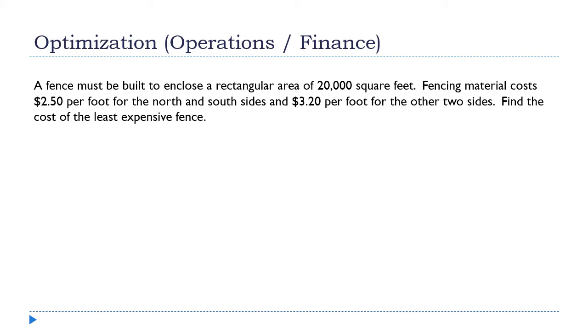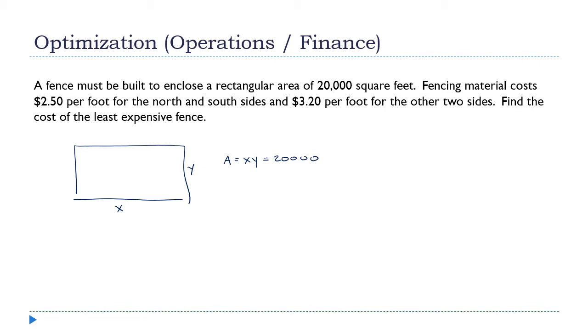A fence must be built to enclose a rectangular area of 20,000 square feet. Okay, so I have this rectangle. Kind of a sloppy rectangle. Let me try that again. We have a rectangle, and let's call this X and Y. You could call it L and W. I have this thing about not using L, right? It looks too much like a 1 unless you do kind of curly. So let's just call them X and Y. And I know the area has to be 20,000 square feet. So area equals X times Y has to equal 20,000.